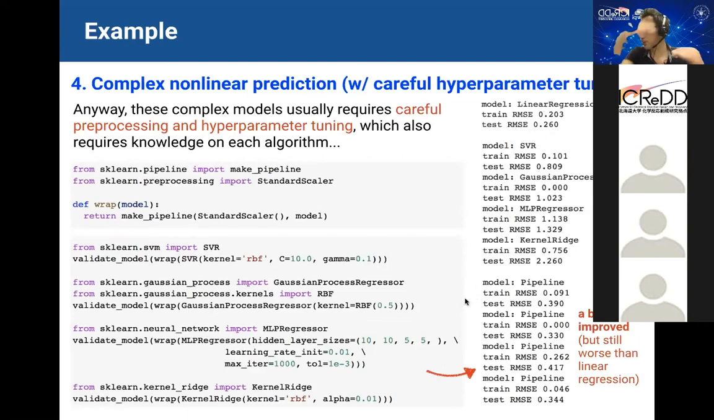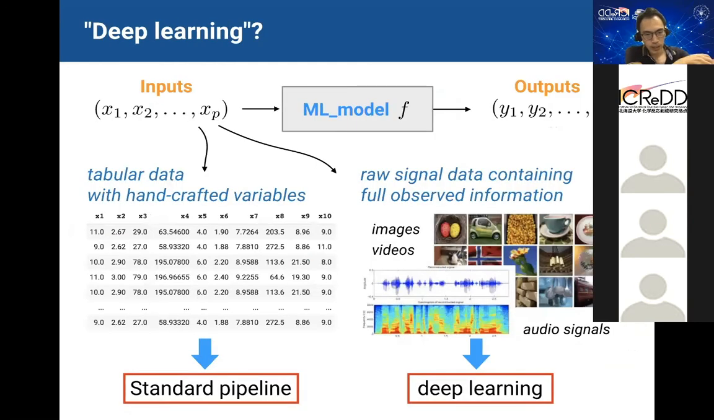This is a kind of standard pipeline of machine learning algorithms. Okay, so please start with the smaller models and gradually try the complicated models, because those require careful hyperparameter tuning.